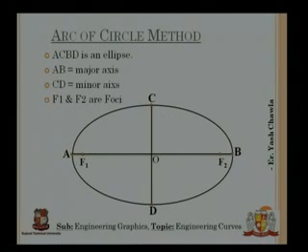Before starting with the arc of the circle method, let's know a few things about the ellipse first. For an ellipse A, C, B and D, AB is the major axis, CD is the minor axis, and the center of the ellipse is the intersection point of the major and minor axes, that is point O. F1 and F2 are the foci of an ellipse. An ellipse has 2 foci.